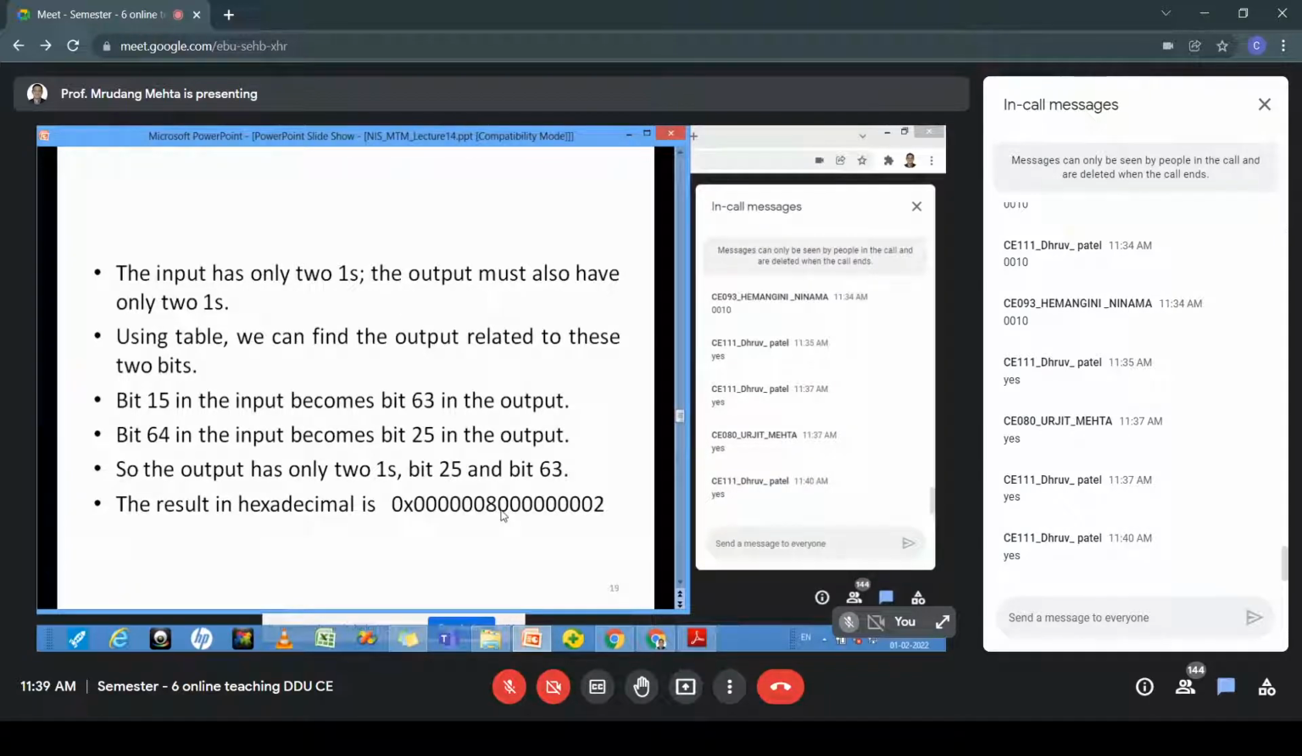Hex value. How we obtain the hex value? Hex to binary, binary to hex. Clear, all of you? Initial and final permutations are inverses of each other.